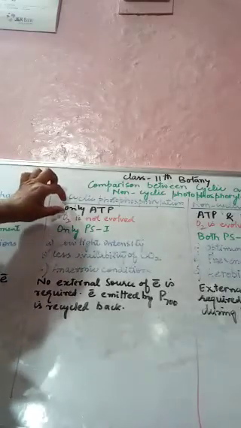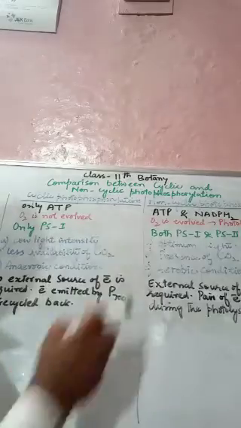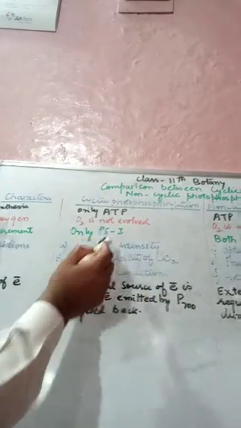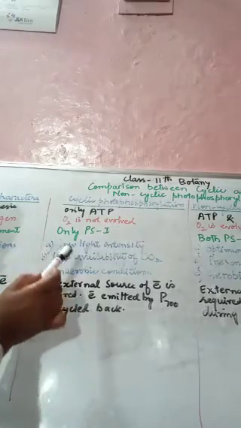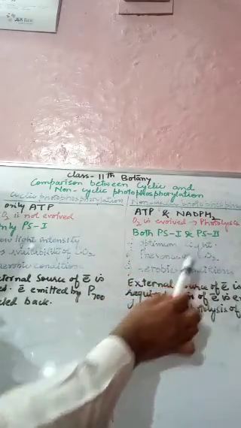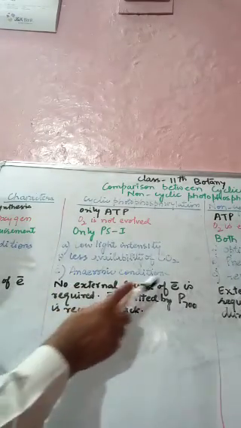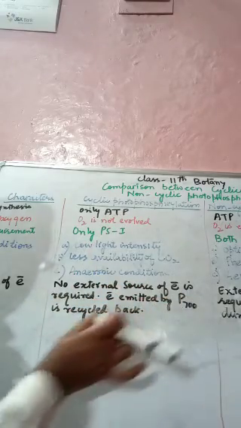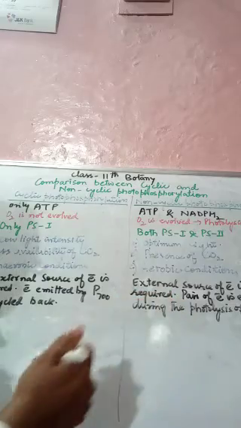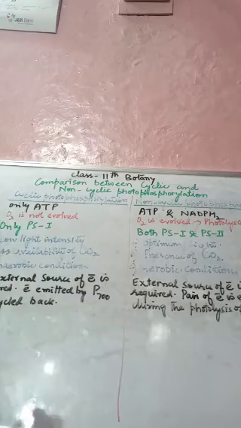So these are some of the comparisons between cyclic and non-cyclic photophosphorylation. First, synthesis: in cyclic photophosphorylation, only ATP is synthesized, while in non-cyclic, ATP and NADPH2 are synthesized. Oxygen is not evolved in cyclic, while oxygen is evolved during the photolysis of water in non-cyclic; that is the nascent oxygen. Requirements: only photosystem first, while both photosystem first and photosystem second. Conditions necessary for cyclic photophosphorylation: low light intensity, less availability of carbon dioxide, anaerobic conditions, while for non-cyclic it is optimum light, presence of carbon dioxide, aerobic condition. Source of electron: no external source of electron is required in cyclic; whatever electron is emitted by P700 is recycled back, so it is called cyclic photophosphorylation. In non-cyclic, an external source of electron is required, that is the pair of electrons emitted during the photolysis of water. This was all about the comparison between cyclic and non-cyclic photophosphorylation.